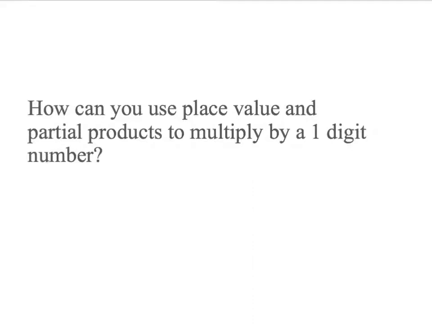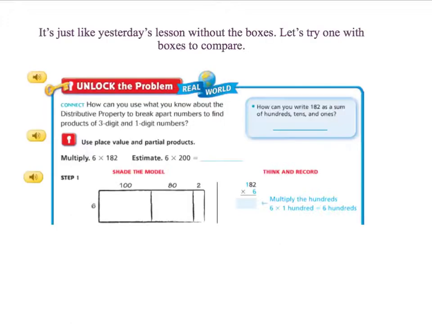So how can you use place value and partial products to multiply by a one-digit number? And we talked about the fact that partial products were part of the answer to a multiplication problem. So we started with something similar to what we did yesterday. We're going to use the boxes to start, but then we're going to take the boxes away and just use the actual multiplication problem.